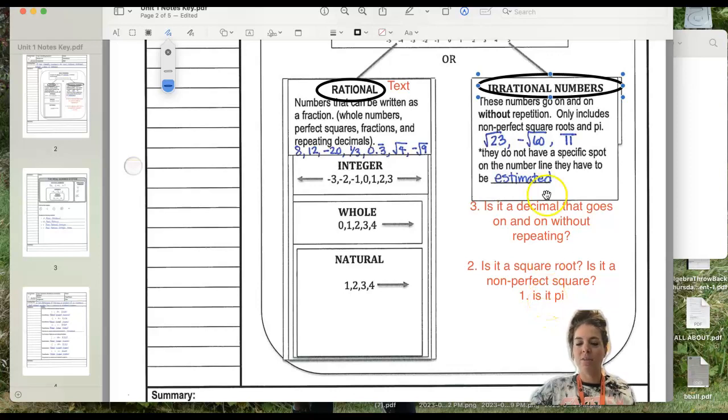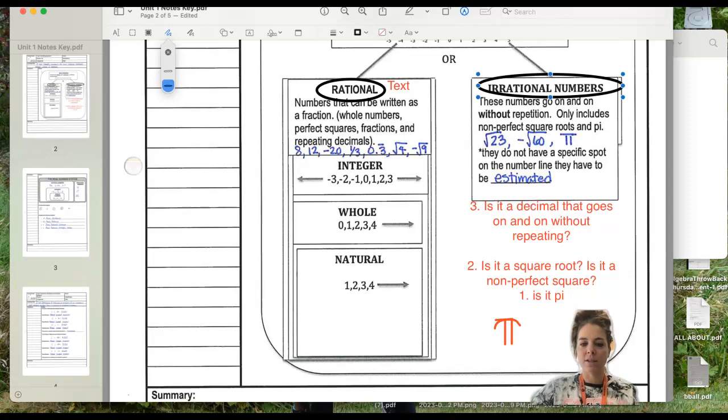If it's pi, then yes, it's an irrational number. It's the most famous irrational number, and in fact, it's written as the symbol pi because it goes on and on forever. We could write it until we die and never be done because it goes on and on forever. So if it's pi, yes, it's an irrational number.